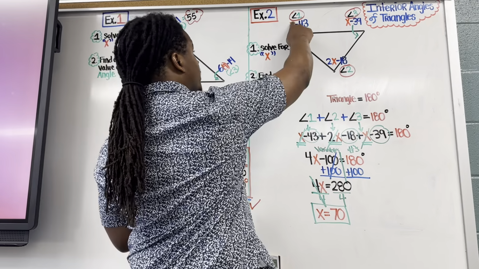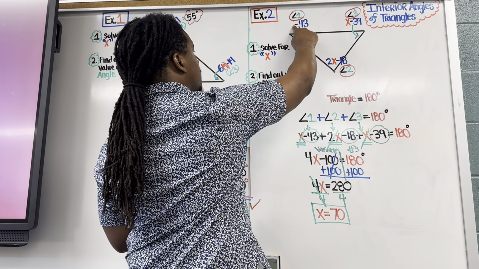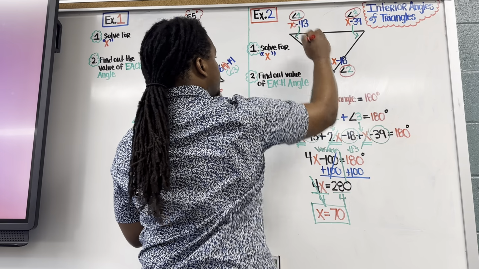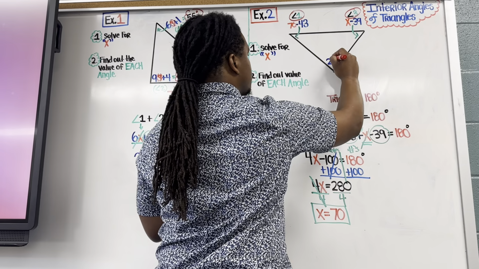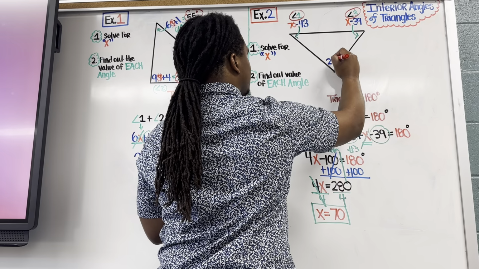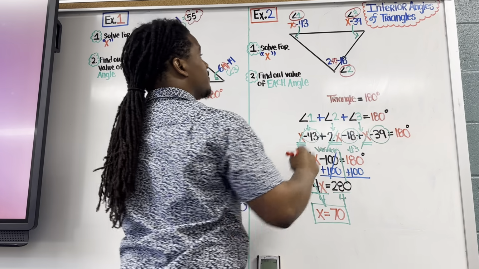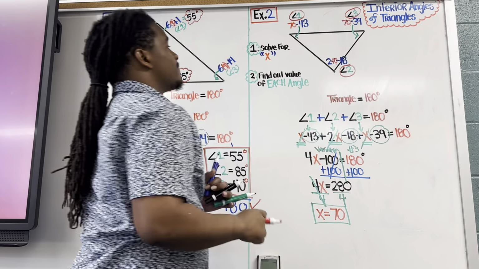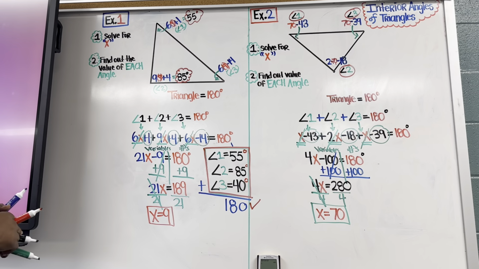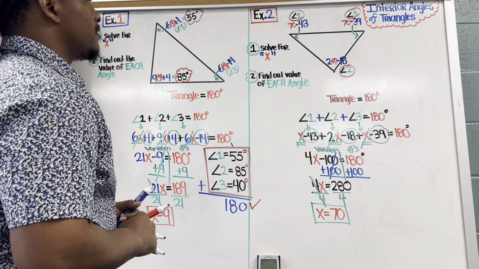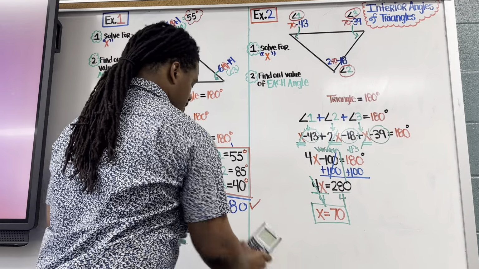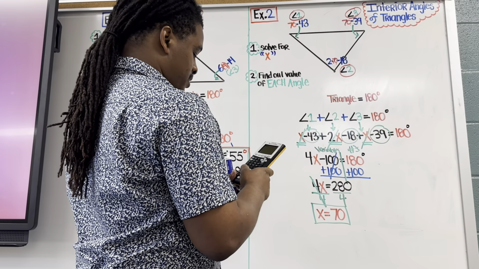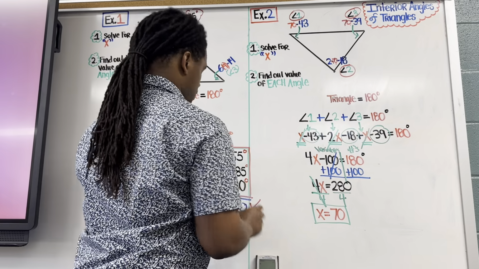So what I'm gonna do is wherever I see an x, I'm gonna erase it and I'm gonna put 70. Okay, 70. Right here is gonna be times 70, and right here, this x is gonna be 70, right? So 70, let's start off with angle 1. 70 minus 43 is 27, okay?